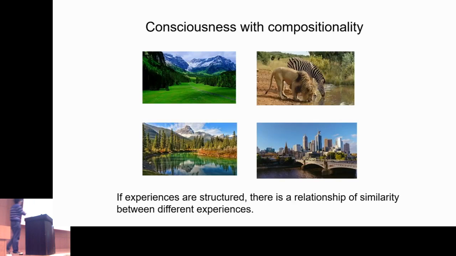For example, we again can differentiate all four pictures, of course, but you can see that, for example, this and that are probably similar, right? More similar than, for example, this and that, because there is a mountain and trees. So if experience is a structure, there is a relationship of similarity between different experiences. That's about compositionality of experiences.